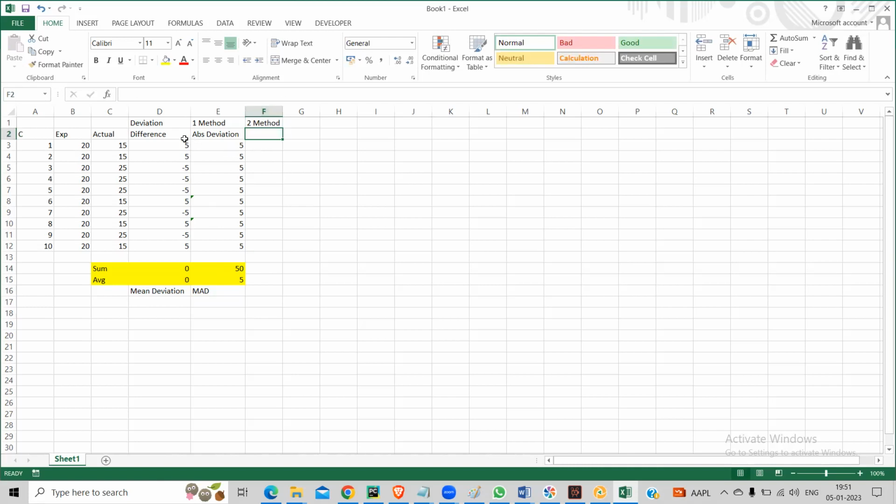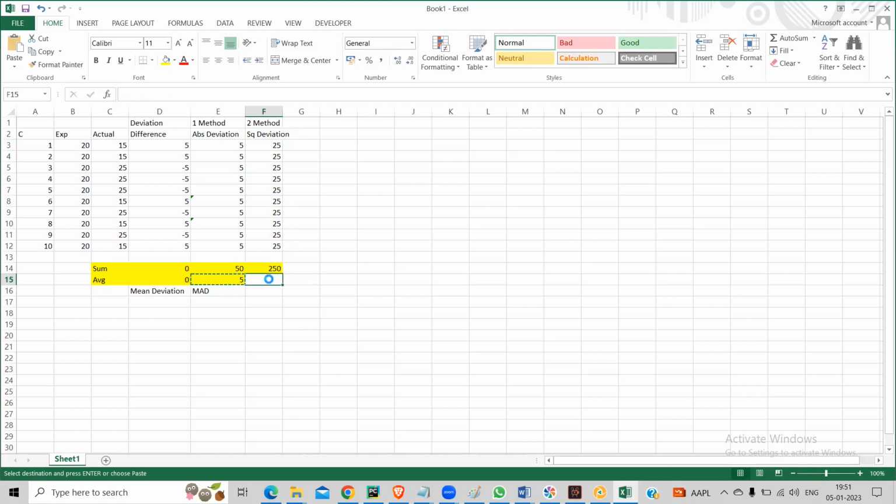One way to make a negative number positive is to find the absolute value. The second way to make a negative number positive is to find the square. So what you do here, you square. So this is your square deviation. And now if you do the total, what do you get?